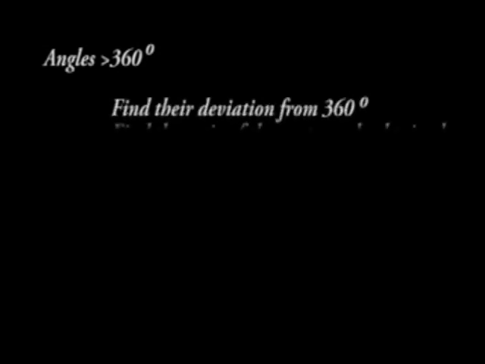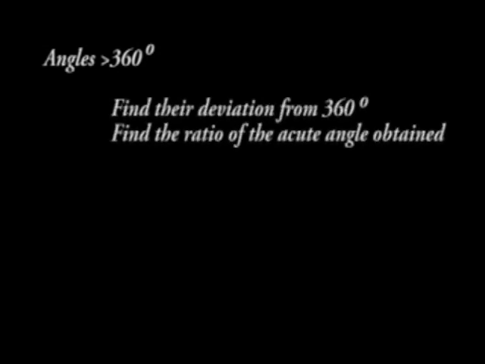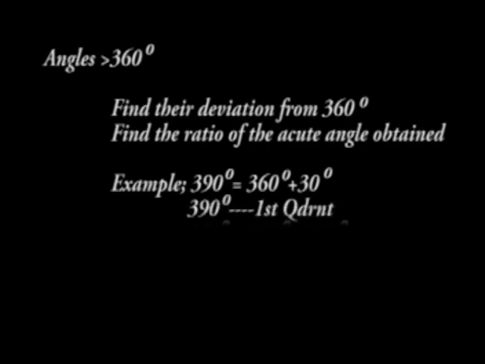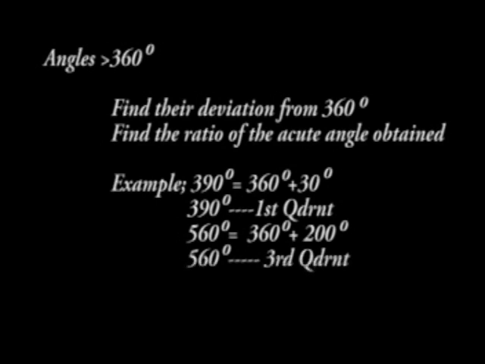Angles greater than 360 degrees. For such angles, we simply find their deviation from 360. We then find the ratios of the obtained angles. The examples below illustrate this. Consider 390 degrees. 390 is the same as 360 plus 30, and thus 390 is in the first quadrant. 540 is the same as 360 plus 200 degrees, and therefore it falls in the third quadrant.